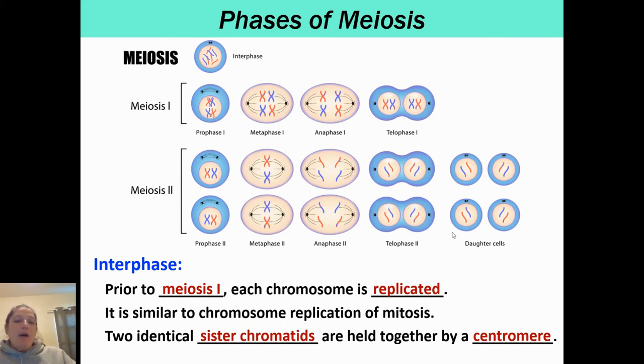When it replicates its DNA, you are going to end up with identical sister chromatids, again, held together by a centromere. We've seen this before. It is exactly what happens during interphase for mitosis. So nothing special has happened yet.